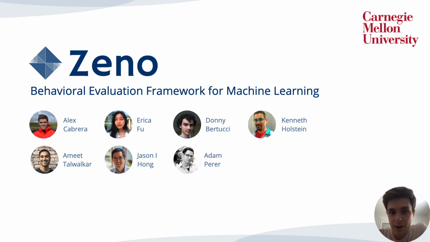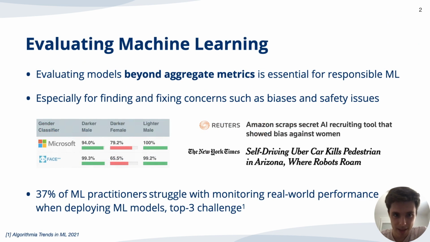I'm a PhD student at Carnegie Mellon, and today I'm going to talk to you about a general purpose evaluation platform that we've been developing called Zeno. So for a little bit of background, as a lot of you have seen by now, evaluating models beyond aggregate metrics is essential for developing responsible ML and AI systems. This is especially important when working on models that could have potential real-world concerns such as biases and safety issues.